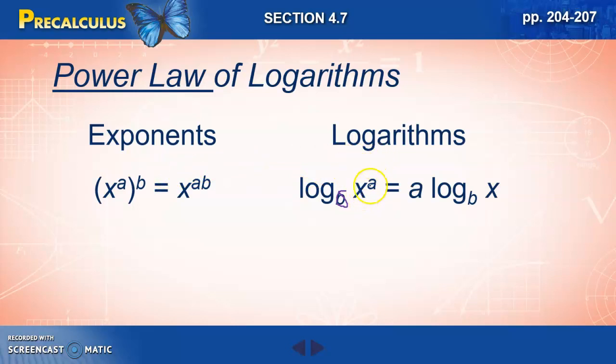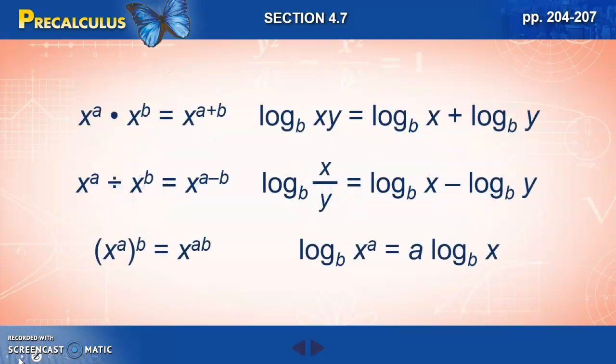But the power law allows us to take, if our argument is being raised to an exponent, the power of that argument and bring it down in front of the log and multiply just the plain log by that number. Remember, this value right here is called the argument. So the power law says, basically, if your argument's raised to a power, move that power to the front of the log.